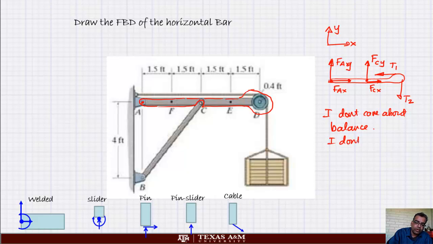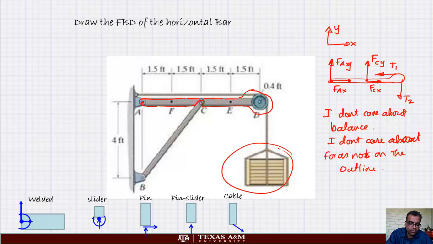I don't care about forces not on the outline. What do I mean? I don't care about this one, because as far as the bar goes, the only thing it says is something is pulling on it. It doesn't know it's actually a big box. And I told you that the forces that we encounter are actually sense of touch, not sense of sight. So it doesn't actually see the other forces, it's just there.